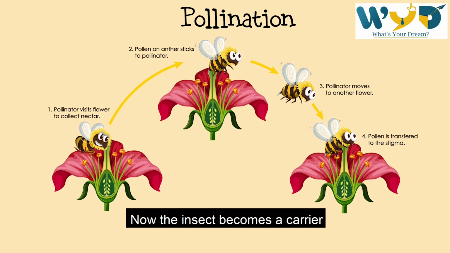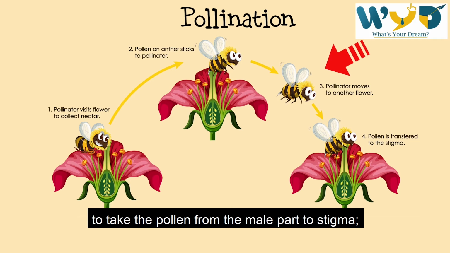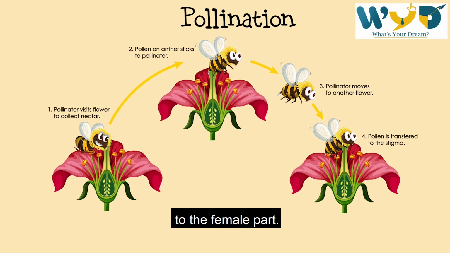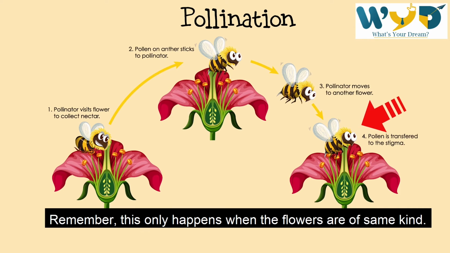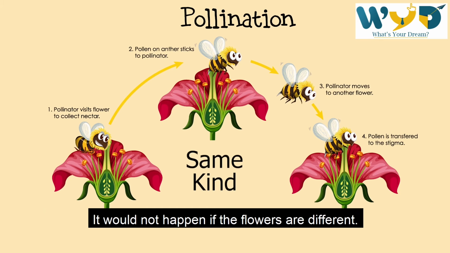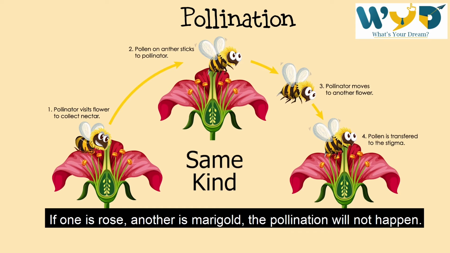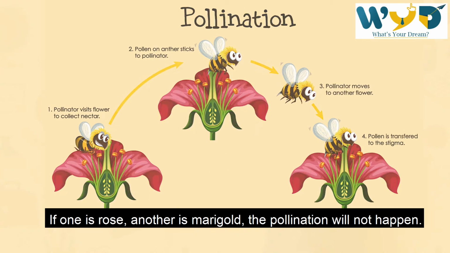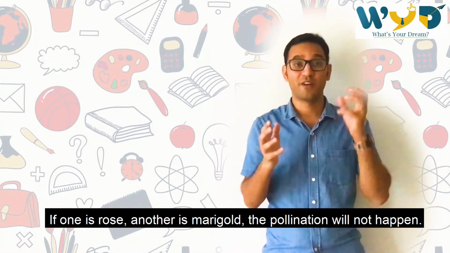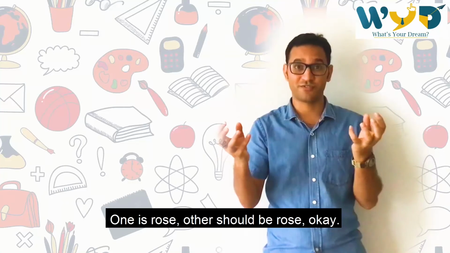Now the insect becomes a carrier to take the pollen from the male part to the stigma, to the female part. And yeah, remember, this only happens when flowers are of the same kind. It will not happen if the flowers are different. If one is a rose, another is a marigold, the pollination will not happen. If one is a rose, the other should be a rose.